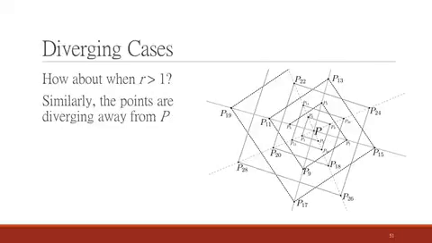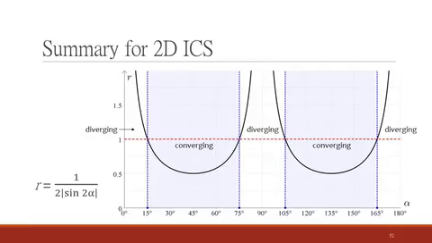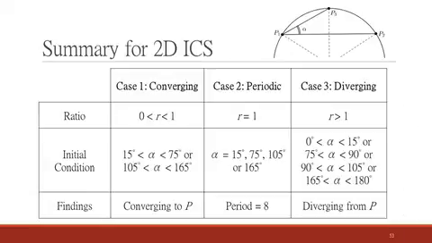And when R is greater than 1, the points are diverging away from P. And here shows the relationship between alpha and R, which also states that under different conditions of alpha, the behavior of the sequence will be changed. And here is the corresponding behavior of the sequence and also their initial conditions.